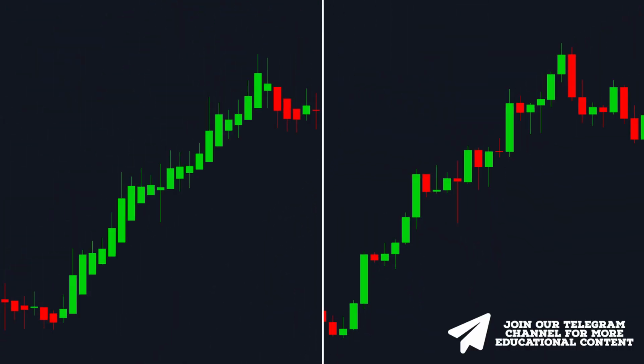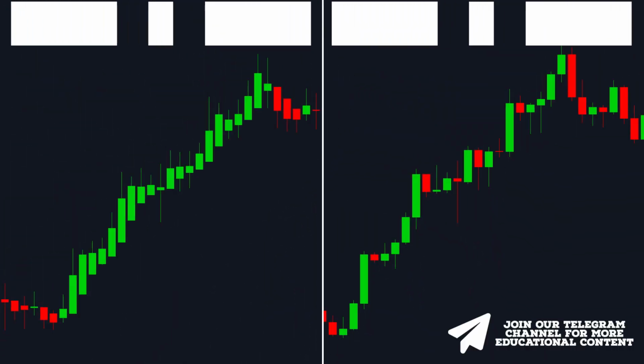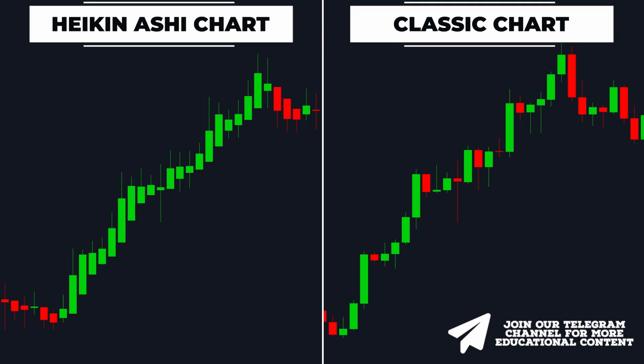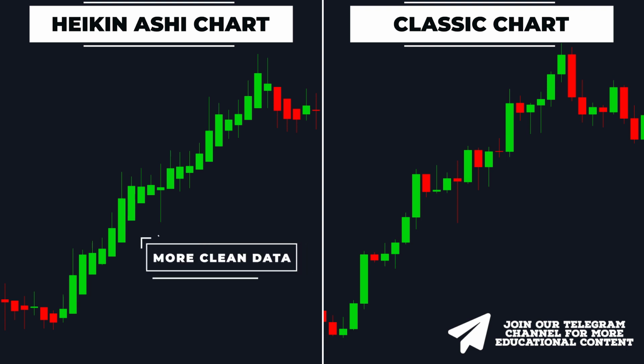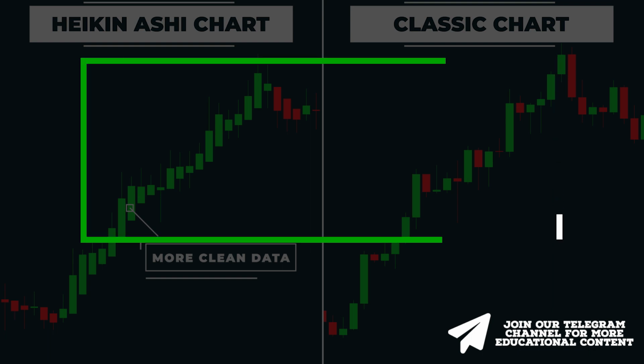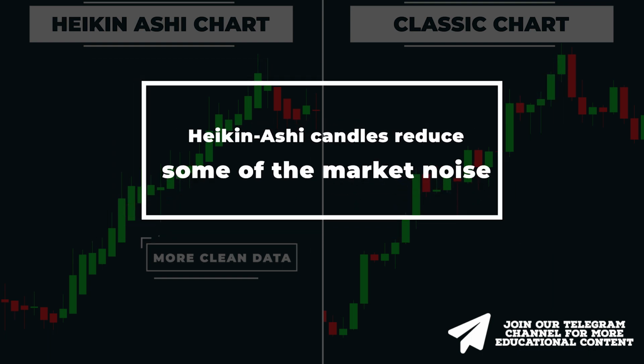As you can see, we have a classic chart with Japanese candles to the right and the same chart with Heikin Ashi candles to the left. So, Heikin Ashi candlesticks make the chart more readable and trends simpler to analyze. As a result, Heikin Ashi candles help us filter out the noise of day-to-day price fluctuations.